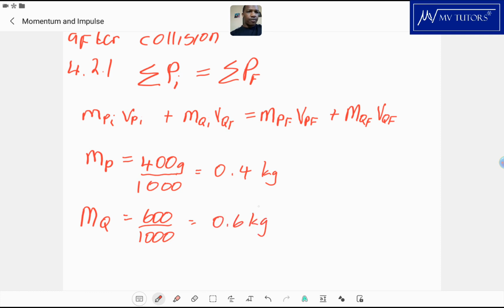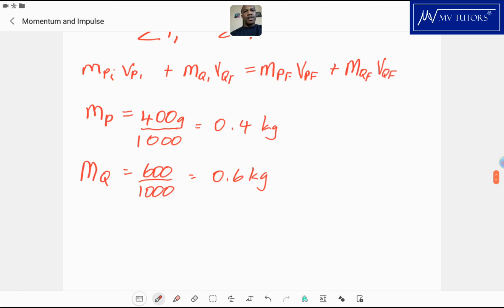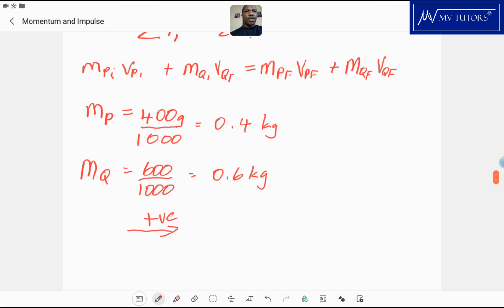We get 0.6 kilograms. And then another thing, when it comes to velocity, remember velocity is a vector, so it comes with a direction, so we need to choose a positive direction. If the examiner does not tell you which way is the positive direction, you basically have to choose it yourself. So we're going to choose right as the positive direction. If the system is going to the right, it's positive. If it's going to the left, it will be negative. Okay, we're ready to answer the question now.